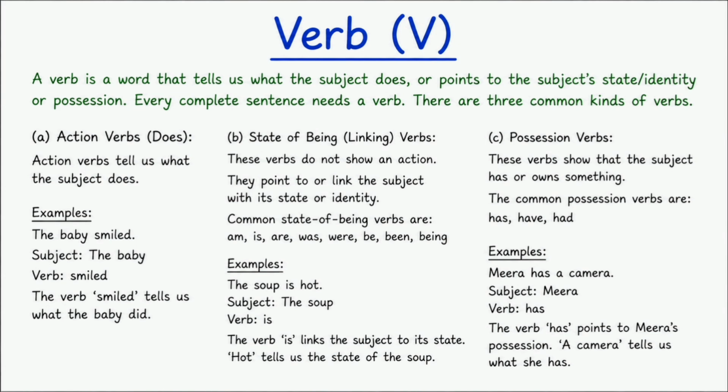Now, see the example. The wind blew strongly. Here, the word blew is the verb, and the predicate is blew strongly. Another example. My father has a big shop. Here, the verb is has, and the predicate is has a big shop.